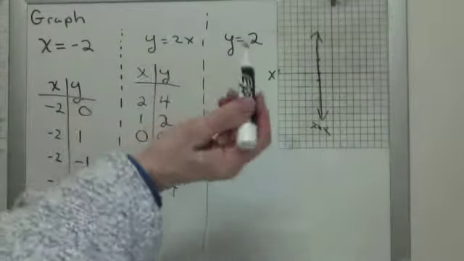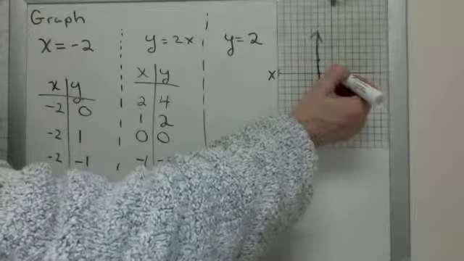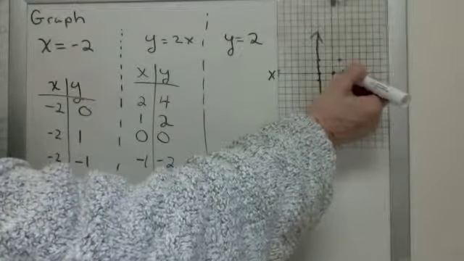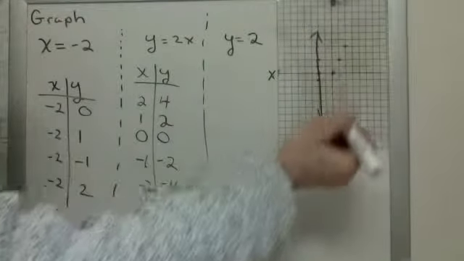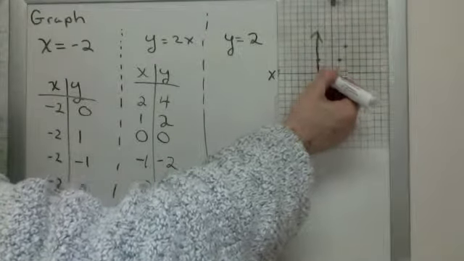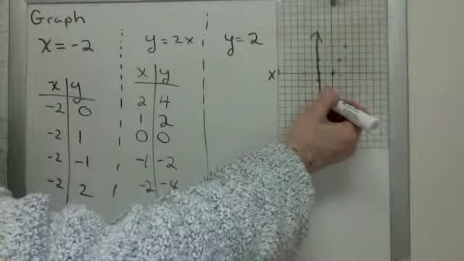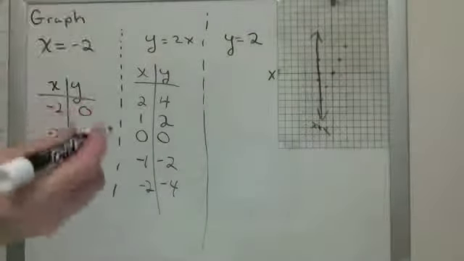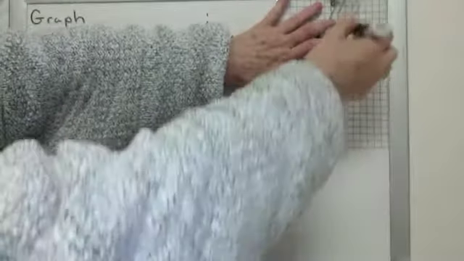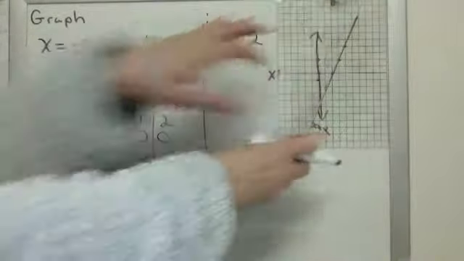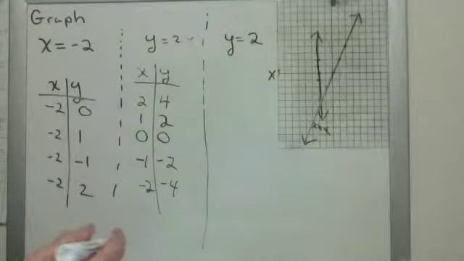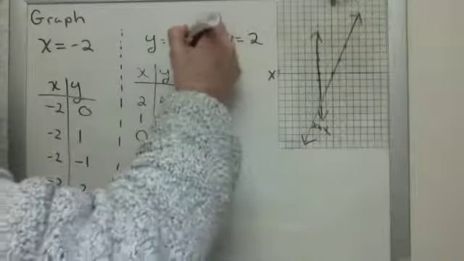All right, let's plot those points, see if they end up in a straight line. 0, 0, right there. Over 1, up 2. Over 2, up 4. Over -1, down 2. Over -2, down 4. Oh, look, those end up in a nice straight line. But that's not a vertical line, is it? Nope. It's a line that shows a positive slope because it goes up to the right. All right, there's that graph, y equals 2x.